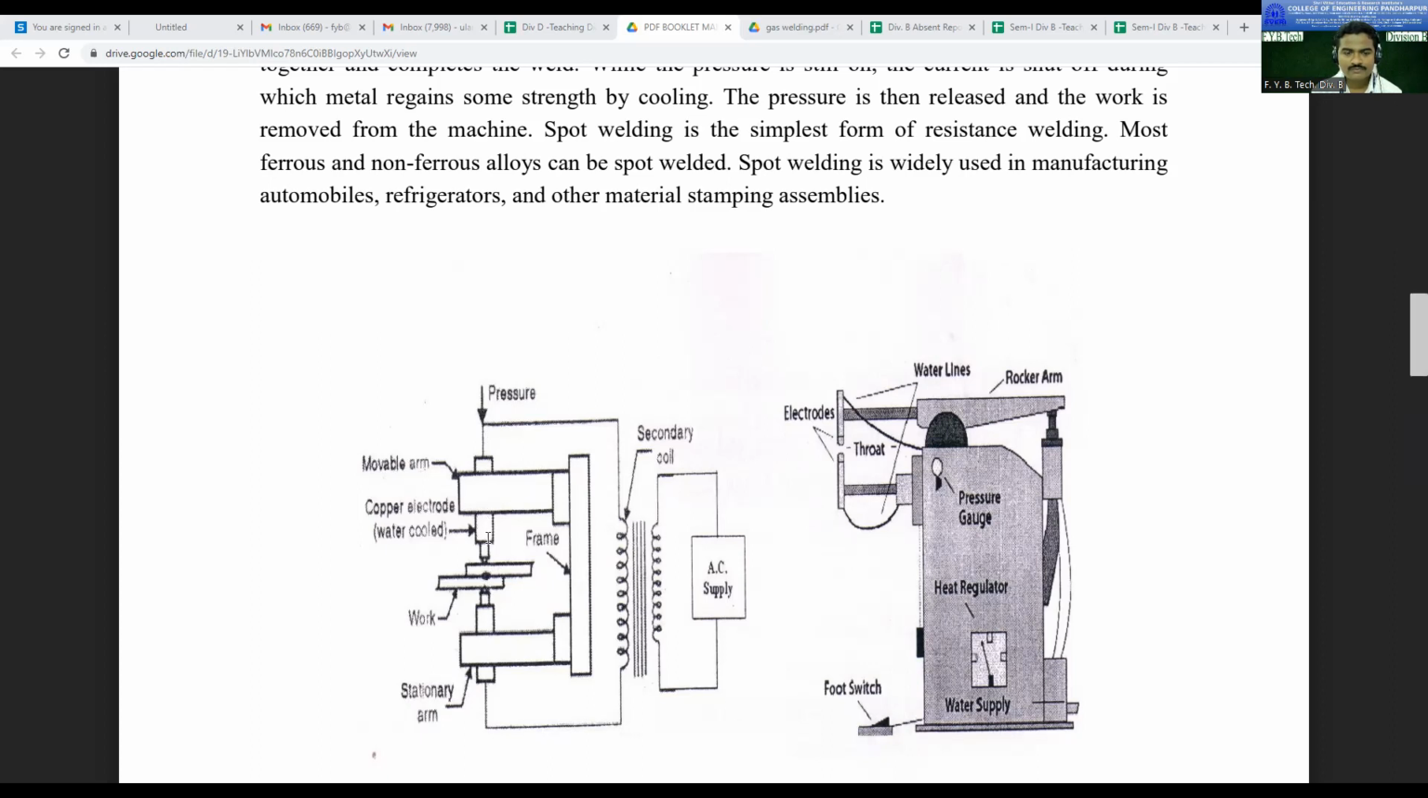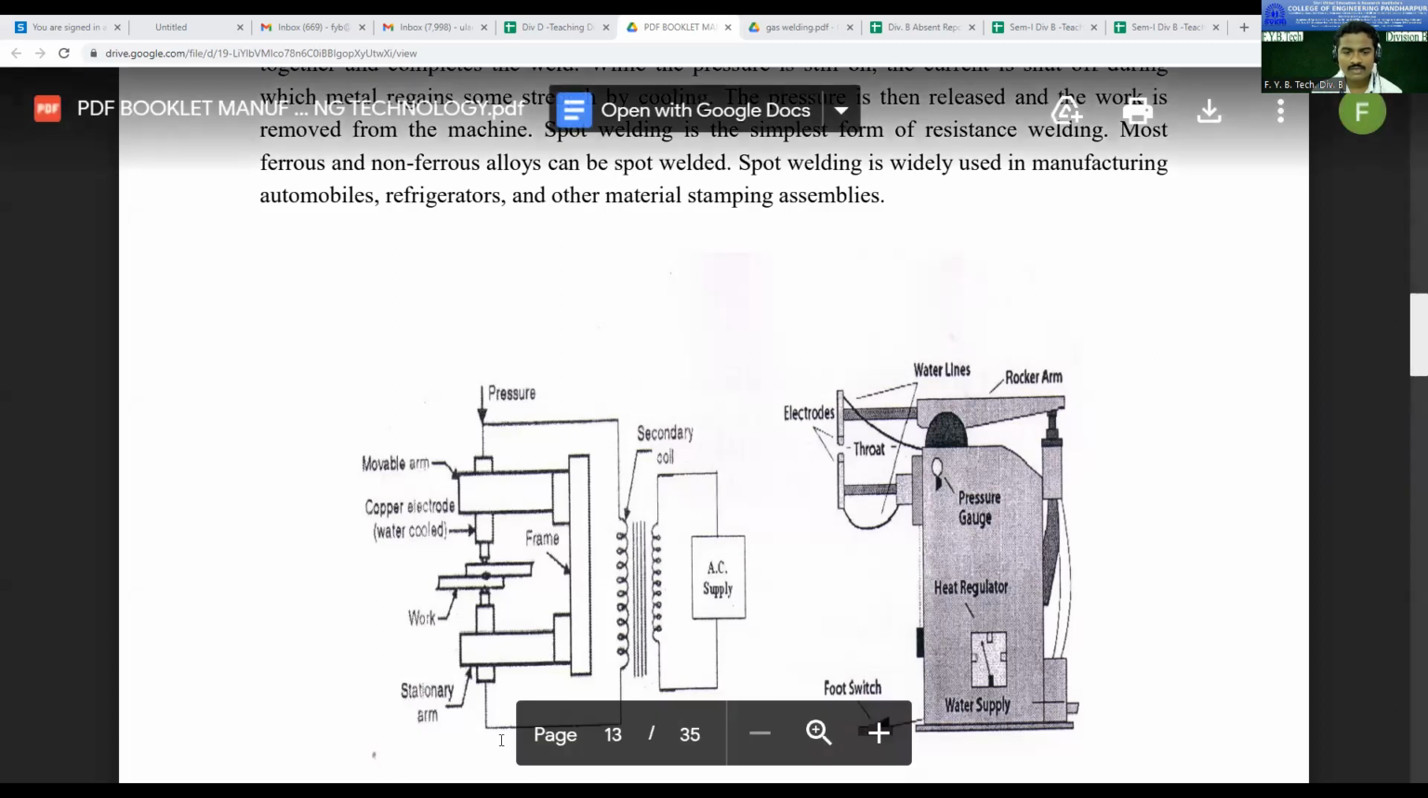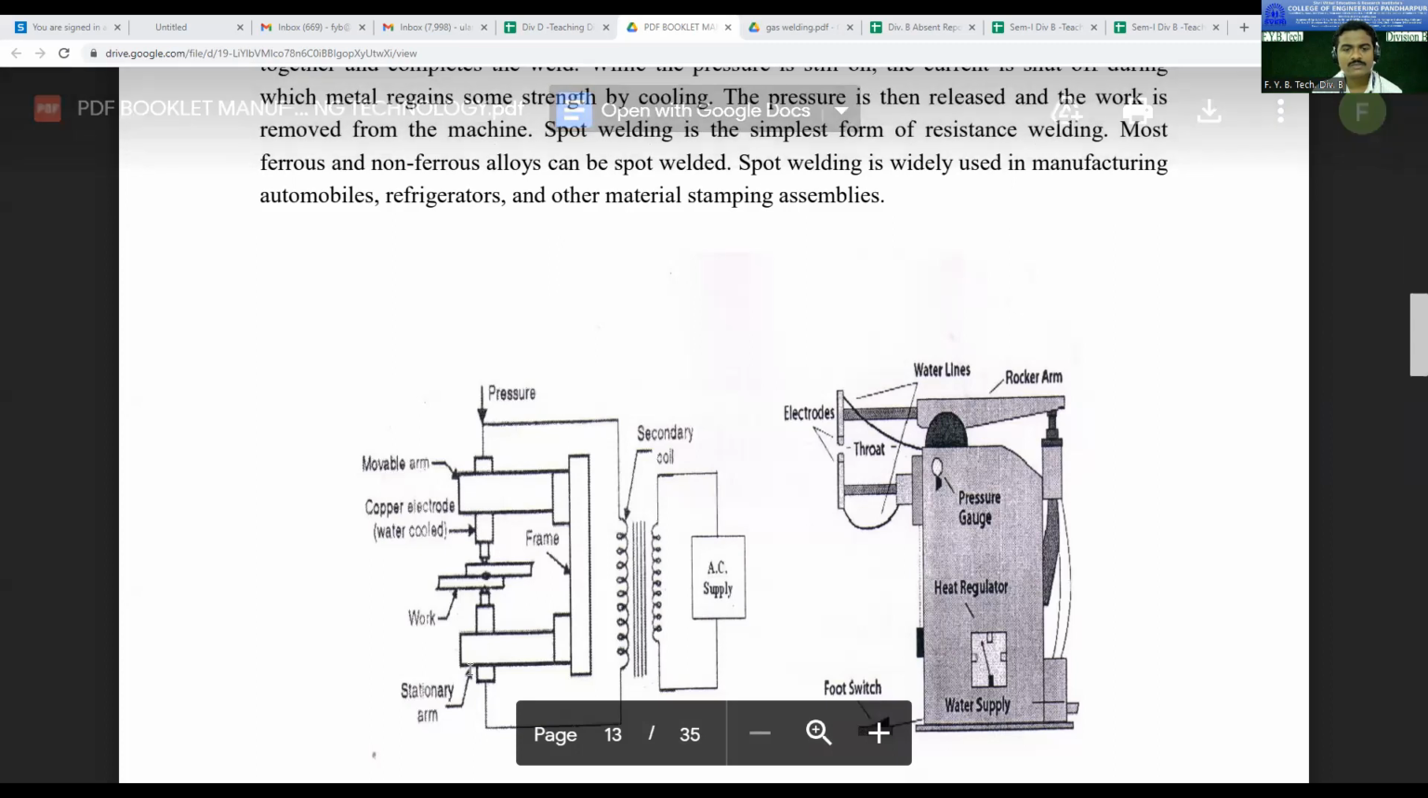Now one of these upper electrodes. Normally these electrodes are made up of copper only. These are water-cooled electrodes, right? One will be an arm, and the electrode is passing through that arm. The upper arm is movable, okay, and the lower arm is stationary. It is not moving at all.